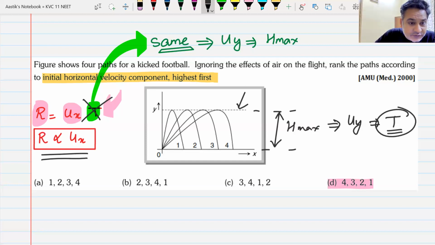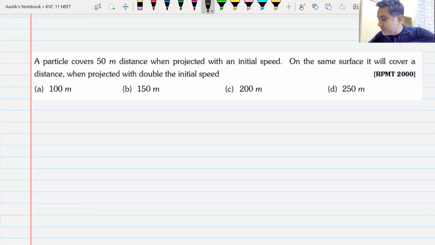Okay, everything has a reason. If you have the correct reason, you will have the correct answer. Now this one, let's see if you get this. One of the most important PMTs used to be Rajasthan PMT. This question has come multiple times in many NEETs. A particle covers 50-meter distance when projected with an initial speed. On the same surface, how much distance will it cover when projected with double the initial speed?